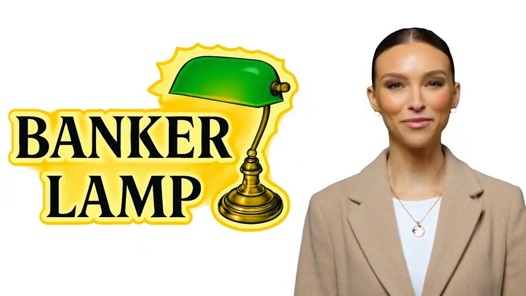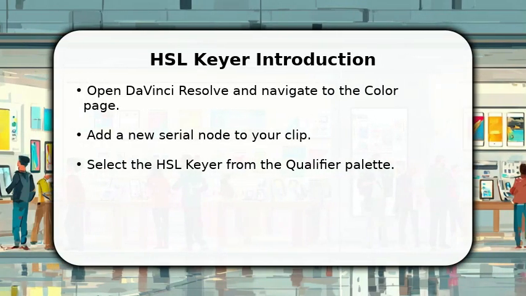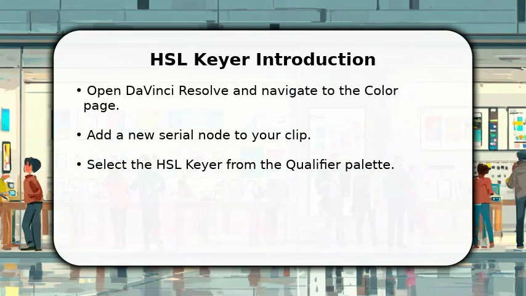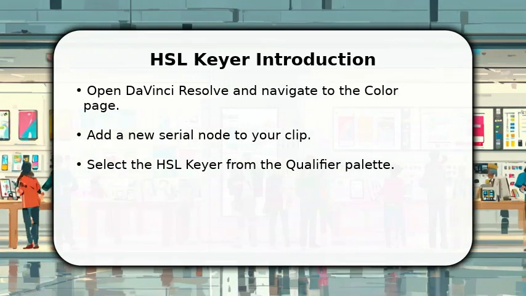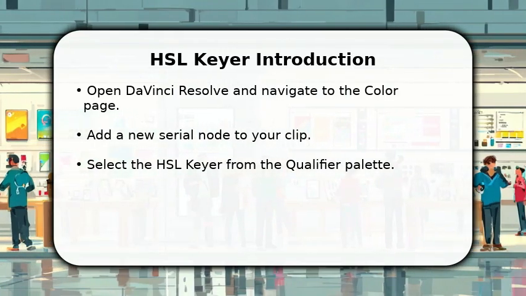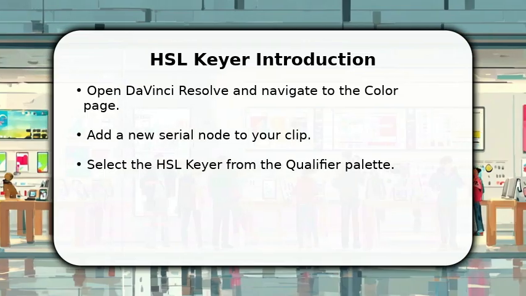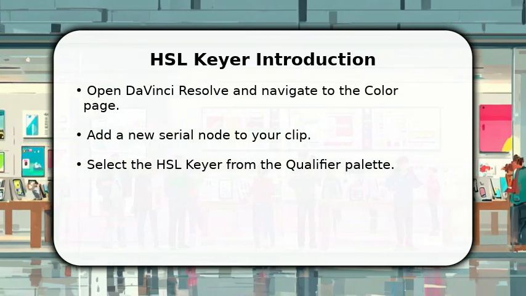Please enjoy the video. In this video, I will explain how to use the HSL Keyer in DaVinci Resolve. First, open DaVinci Resolve and head over to the Color page. Select your desired clip and add a new serial node. This ensures your keying adjustments are isolated.